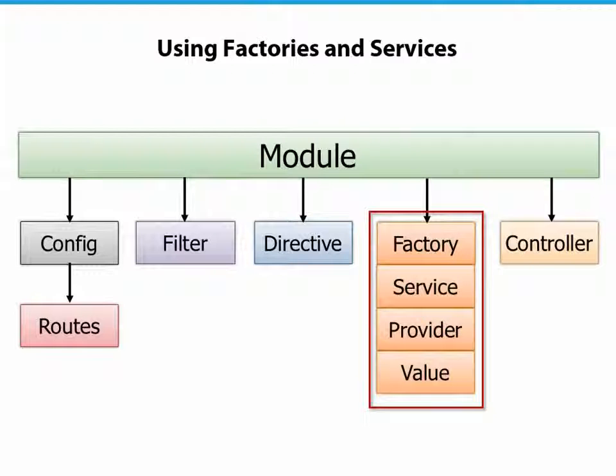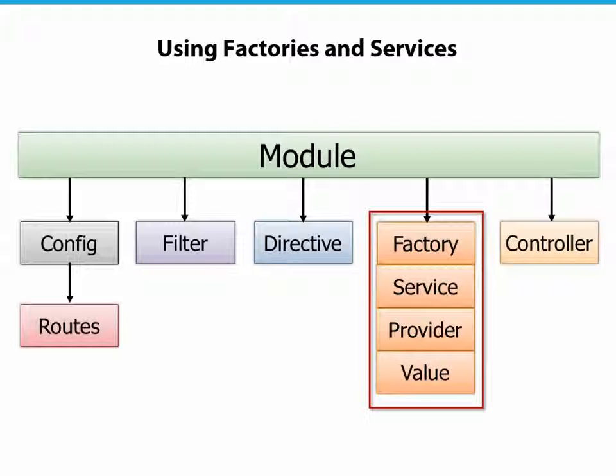Now, I'm going to focus on factories here, but all three of the top ones shown here, factories, services, and providers, allow us to encapsulate common functionality. So for instance, if I had to go get customers and I need those customers in multiple controllers, well, then I wouldn't want to hard code that data in each controller. It just wouldn't make sense and it'd be a lot of duplication there. So instead, what I'll do is I'll move that code out to a factory, service, or provider.